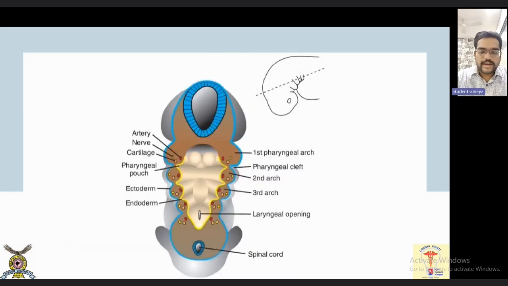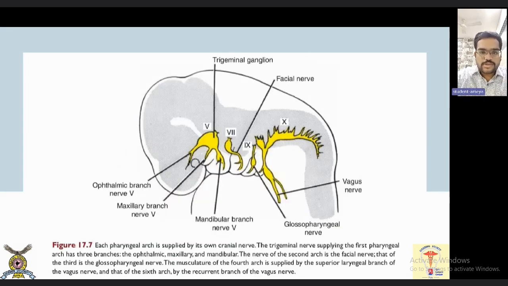This is a diagram showing the pharyngeal arches in cross section. Again, the cranial nerves are shown in this diagram. We can see the ophthalmic branch of cranial nerve 5, the maxillary branch of cranial nerve 5, and the mandibular branch of cranial nerve 5, so all three divisions of the trigeminal nerve. Then the ninth cranial nerve, the glossopharyngeal nerve, the 10th vagus nerve, and the 7th facial nerve. As I have discussed in the previous table, these are the specific nerves contributing to the nerve supply of the respective pharyngeal arches.